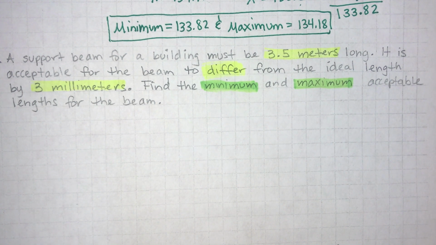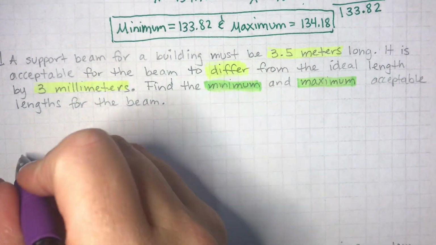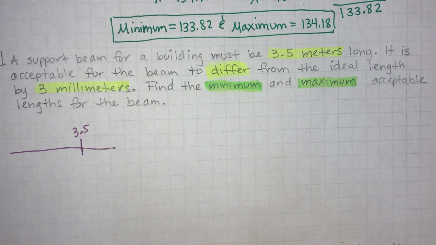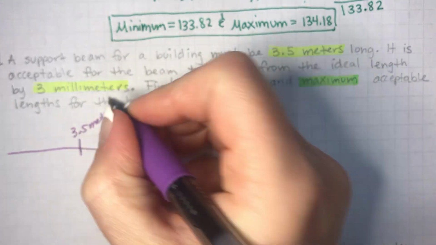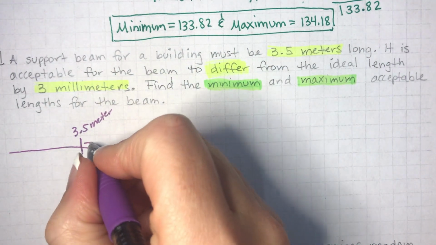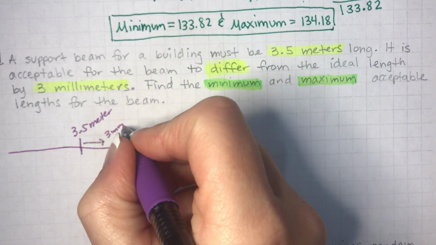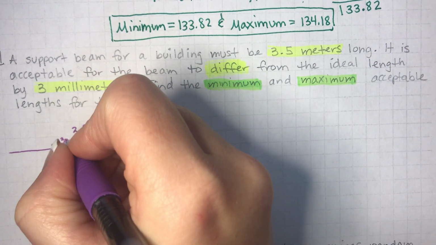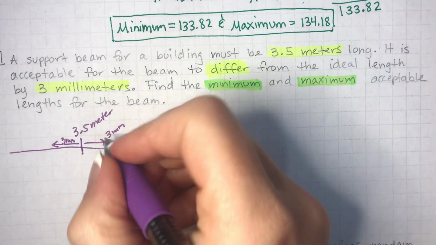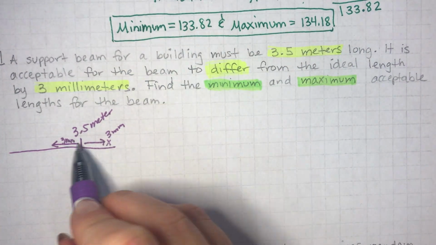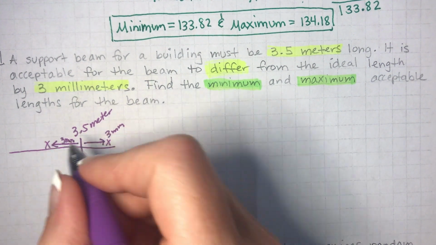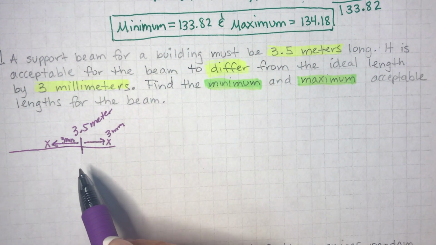Okay, so what do we have? We have, okay, the beam is 3.5 meters. So I'm going to go here. The beam is 3.5 meters, right? And then it can go 3 millimeters this way, or it can go 3 millimeters this way. Right? So we need to find the min, which we don't know. That's our x. That's our variable. No, the max would be this way. I'm sorry. The maximum would be x right here. And then the minimum would be over here. We don't know what that would be, but it would be 3 millimeters that way.